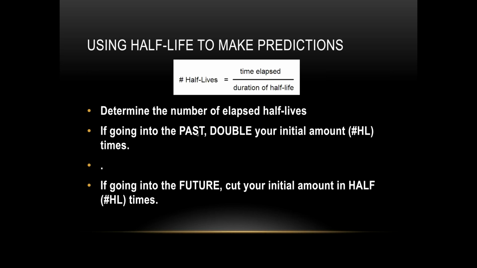Now, we can use half-life to make predictions as well. The number of half-lives is how much time has gone by divided by how long the half-life is. So, for example, let's say 100 days has gone by, and each half-life is 50 days. 100 divided by 50 means that 2 half-lives have gone by.